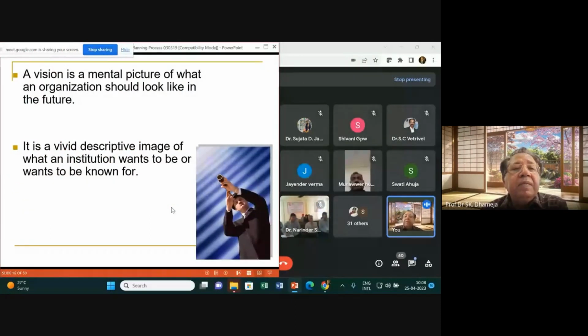A vision is a mental picture of what an organization should look like in the future. It is a vivid, descriptive image. Vivid means very clear. A descriptive image of what an institution wants to be or wants to be known for.